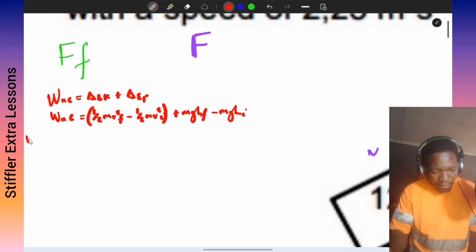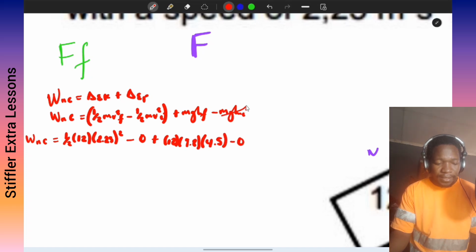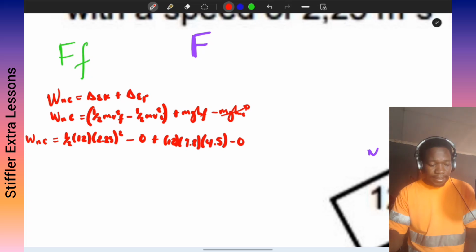So now how can we deal with this one? Our work done by non-conservative force will be equivalent to half, and the mass of this object is 12 kg, so 12, and then the final velocity being 2.25 squared, minus 0 because initially it was at rest, and then plus mgh, which is 12 multiplied by 9.8 multiplied by the final height, 4.5 meters, minus 0, because initially the height was 0.